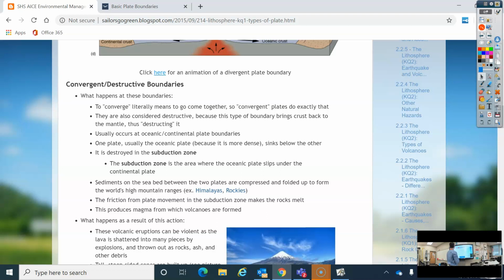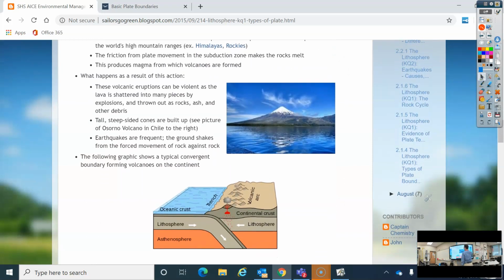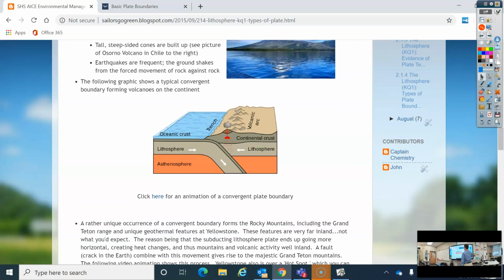They usually occur at oceanic-continental plate boundaries. One plate, usually the oceanic, and that's important to remember, is going to be more dense because it's got a lot of water sitting on it, compacting it down. So because it's more dense, it's the one that will sink underneath the continental plate, all right? What happens there is called a subduction zone. Where it goes under is called a subduction zone, and we can see that right here.